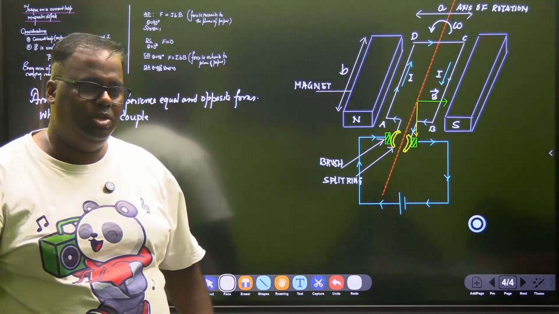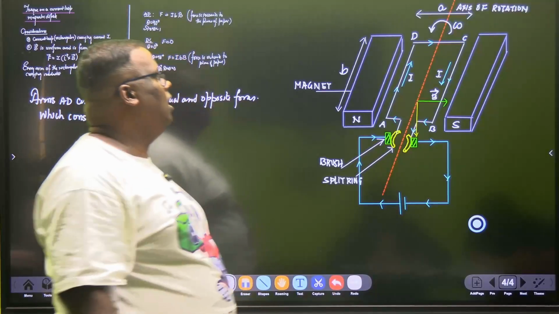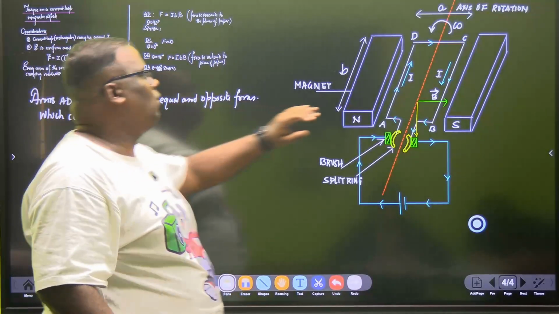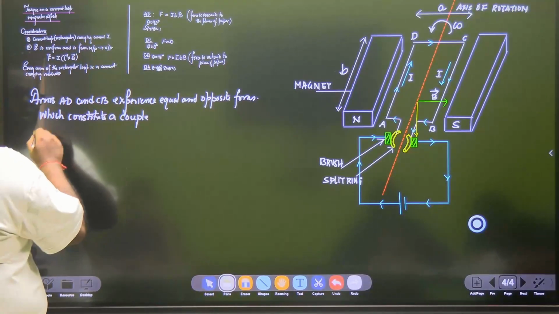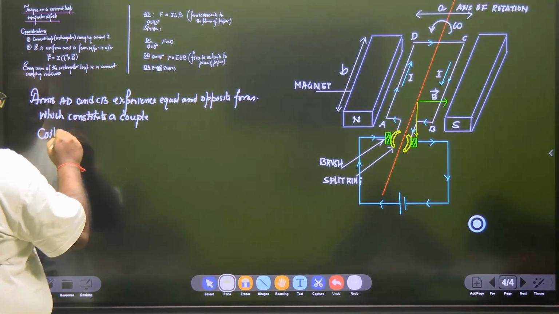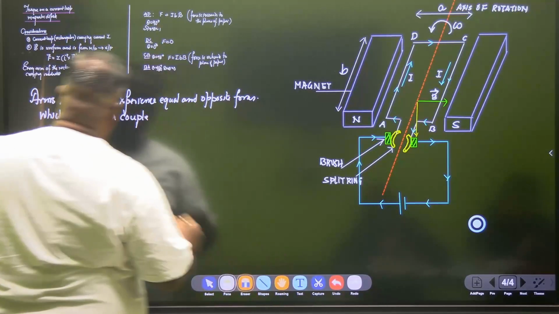Is that understood? Okay. Now, since the coil is pivoted around the axis of rotation, coil is, or not coil, I should use the word loop.